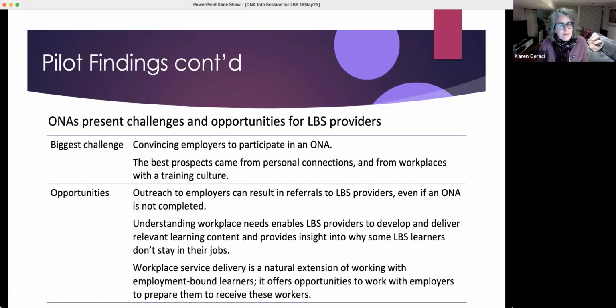Finally, we could see that workplace service delivery is a natural extension of working with employment-bound learners. So it offers opportunities to work with employers and to prepare those employers to receive workers.